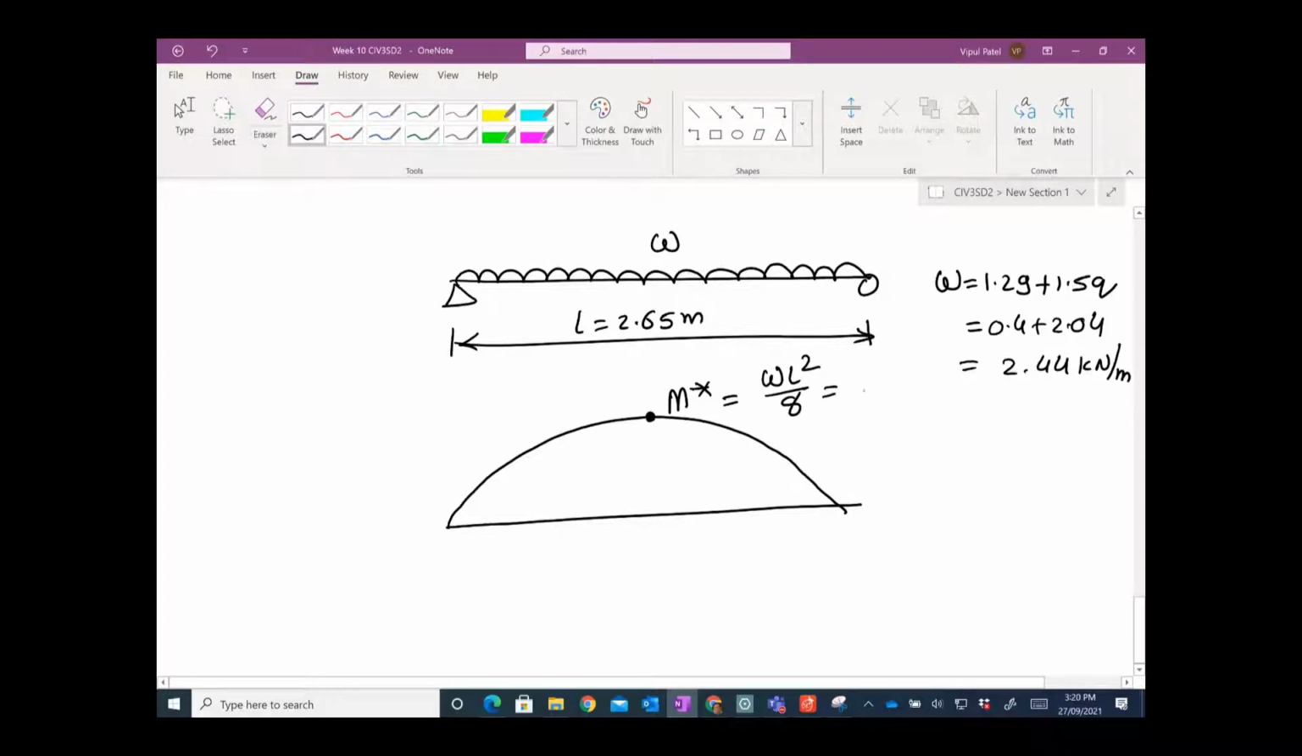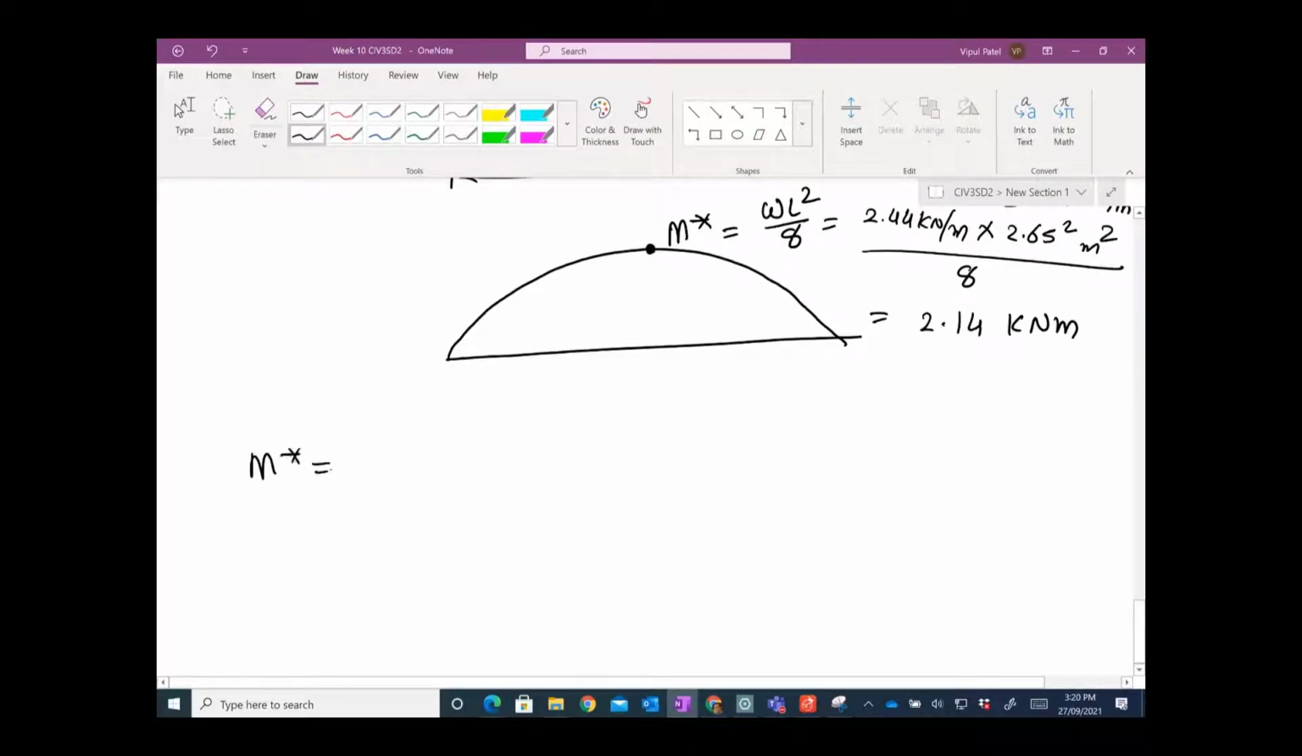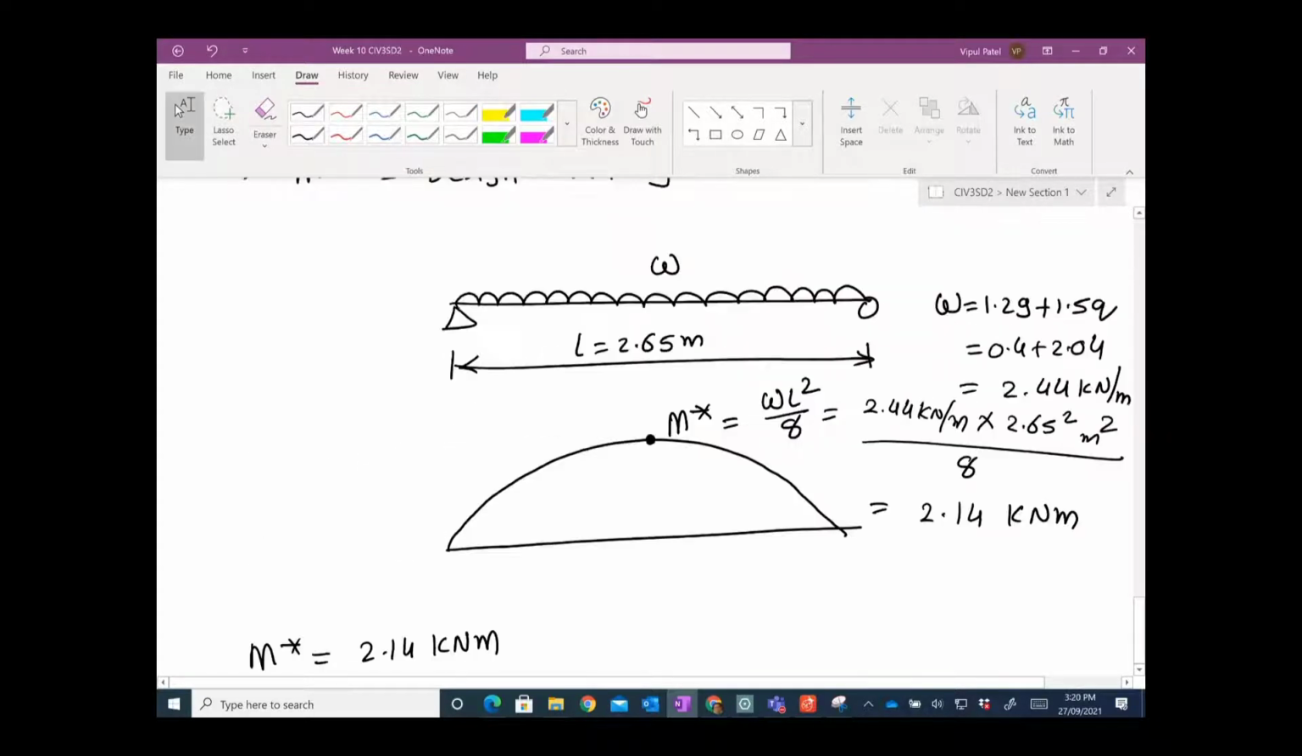So you have W, which is 2.44 kilonewton per meter, times length 2.65 squared, over 8. So the M star would be 2.44 times 2.65 squared over 8. You get 2.14 kilonewton meters. So that is the M star. M star equals 2.14 kilonewton meters, right? That is the first thing that we calculated.